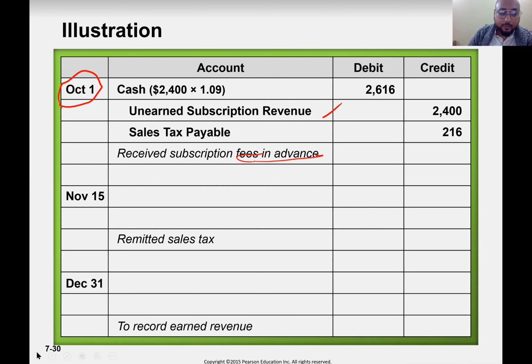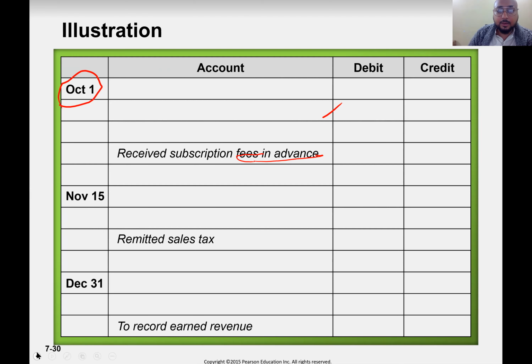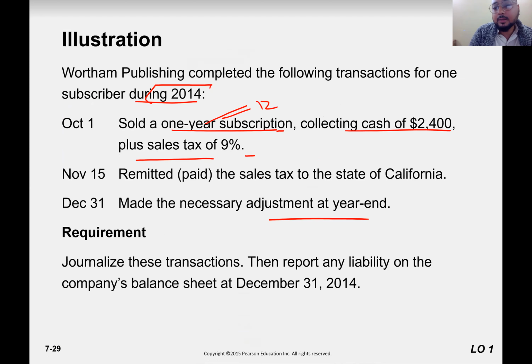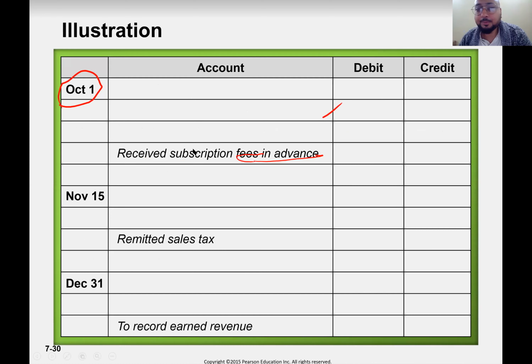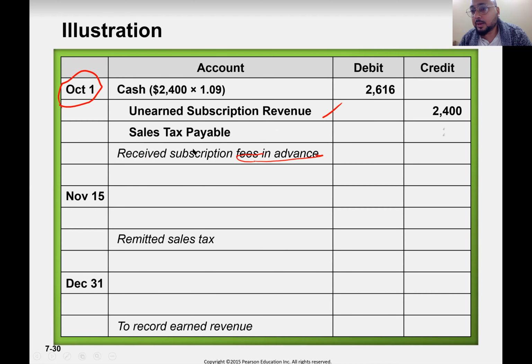And now what happened on November 15? November 15th, remitted sales tax to the California state. So they paid sales tax. When they paid sales tax, what is the entry? Cash decreases and the liability also decreases. When a liability decreases, debit. So sales tax payable, they pay cash, cash decreases 216, right? So this they pay off.